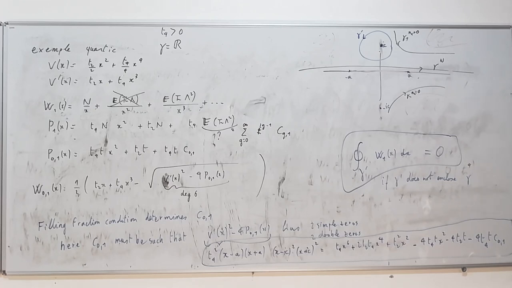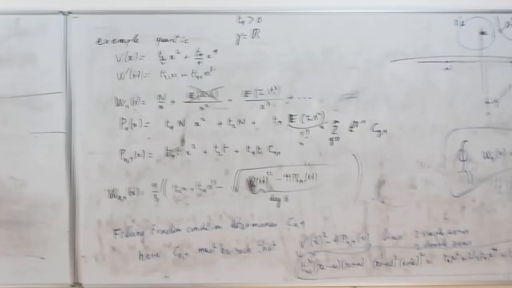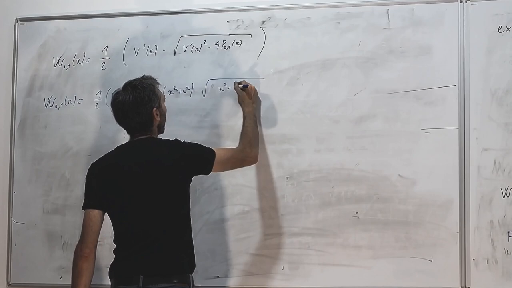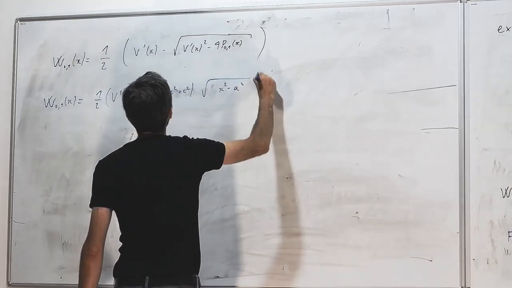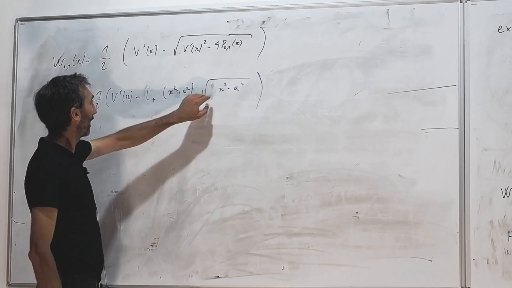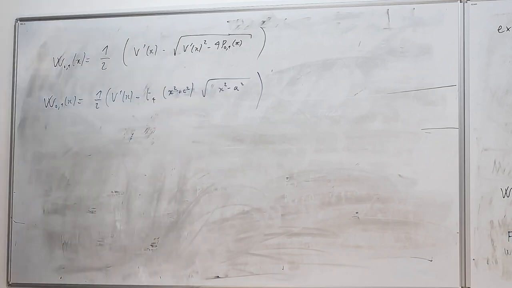Let me rewrite first that W01 of x in that case is 1 half of V prime of x minus t4 times x square plus c square times square root of x square minus a square. Okay, so now we have only a square root. Because there are double zeros, I could put them out of the square root. And now we have a square root of a degree 2 polynomial. And it is known in algebraic geometry that this is a genus zero curve. Okay?